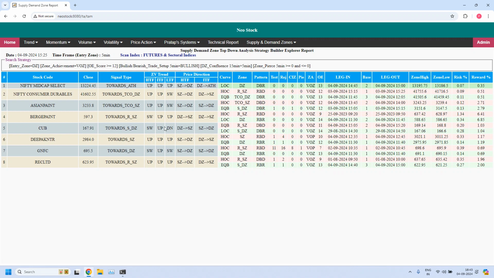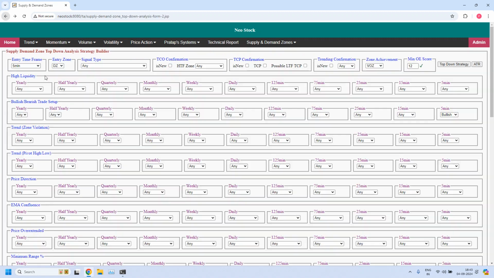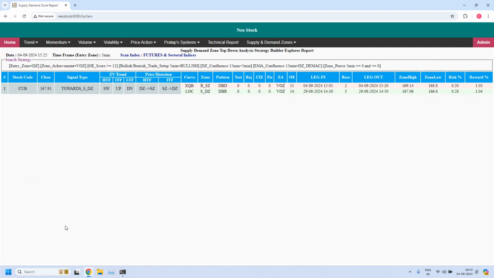So that is the reason why, let me check whether these 15-minute zones are having any daily EMA confluence. In the EMA confluence at 15 minutes time frame, 15-minute demand zone with the daily EMA confluence. Let's filter. One stock is filtered.